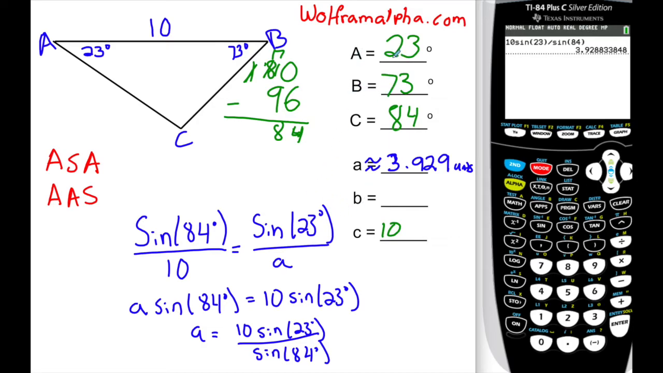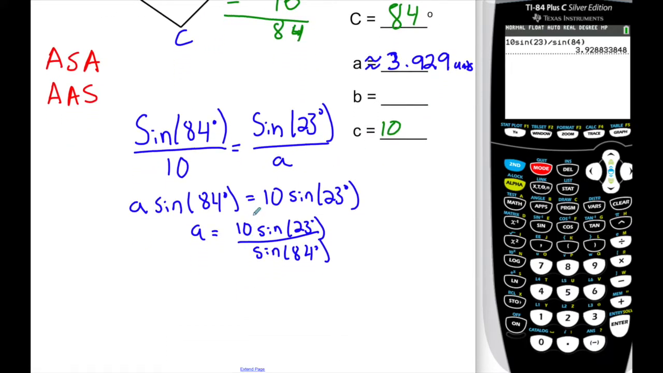Now this actually makes sense. We'd expect little a to be a lot less than C, because A is 23 degrees and C is 84 degrees, and so we expect the larger side to be across from the larger angle. Similarly, we're going to expect little b to be longer than little a, but not as long as little c, but probably closer to little c than little a, because 73 degrees is closer to 84 degrees than 23. Okay, so that's our hypothesis. B is going to be between A and C, but closer to C. So let's see what happens.